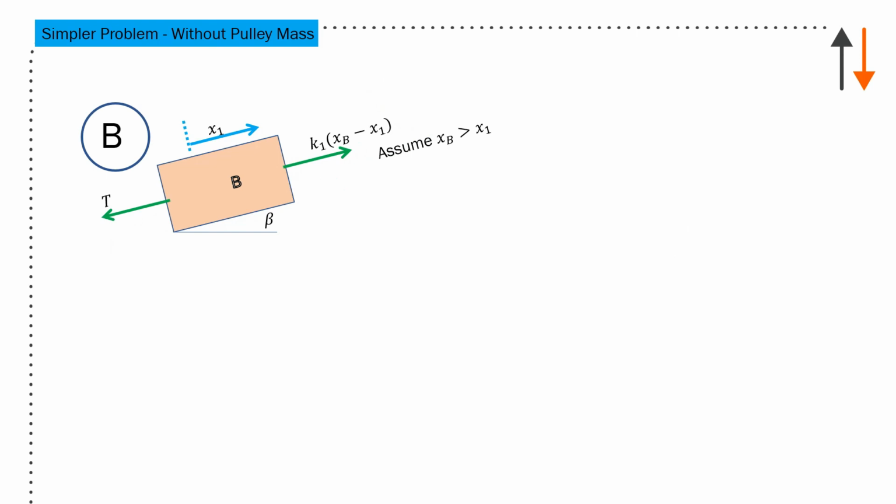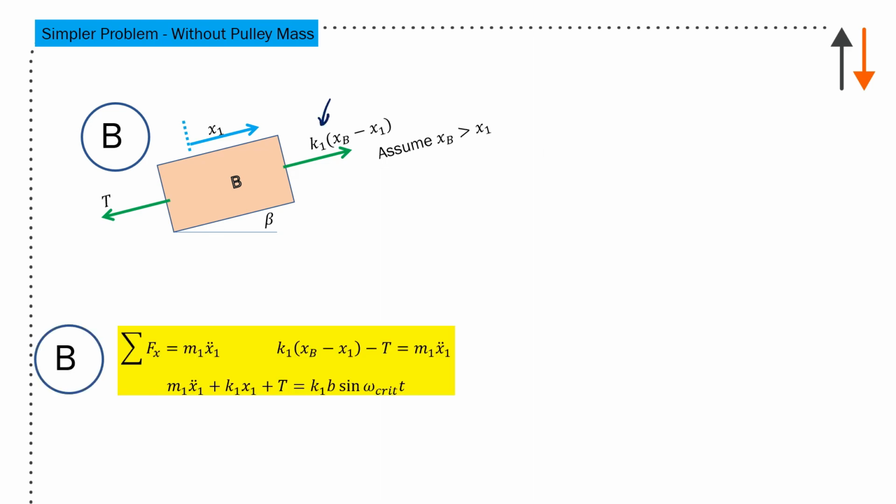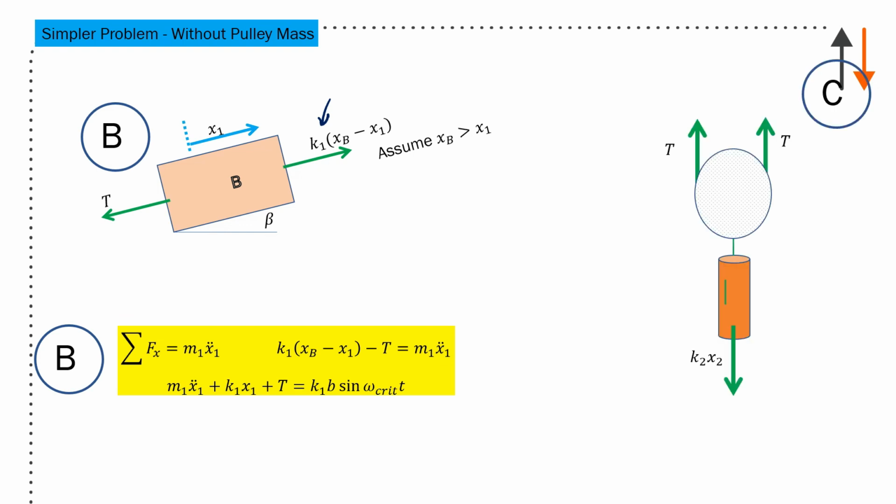And that equation of motion is going to be partially driven by the spring on mass B. And you can say that's xb minus x1. You get an equation of motion for that, which is m1 x double dot plus k1 x1 plus T, the tension, equals k1 b sine omega critical times time. And then you're asked to solve for omega critical.